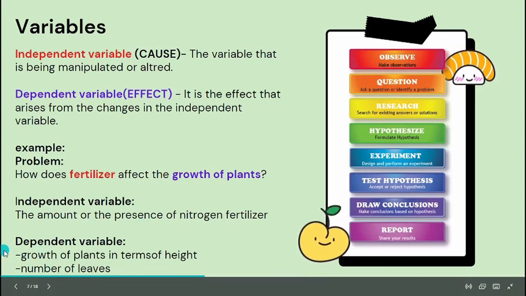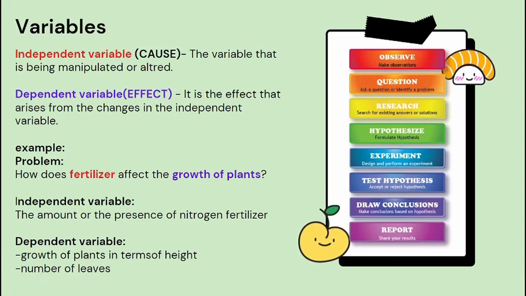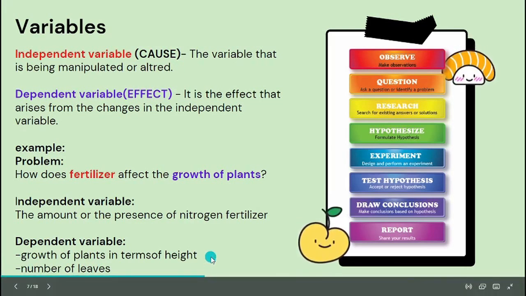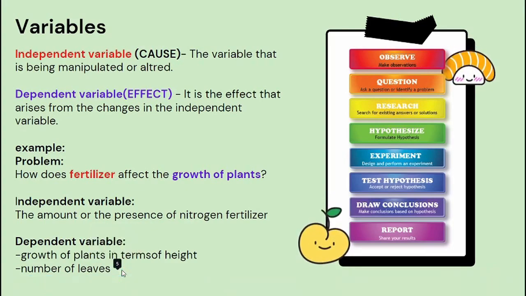Now, what are the dependent variables? So, these are the growth of plants in terms of height. Titingnan natin yung height ng halaman na may fertilizer at halaman na walang fertilizer. Kung lumalaki ba o hindi. We can also look at the number of leaves. Okay? Kasi malalaman natin kung lumalaki ba ang halaman kapag nadadagdagan ba siya ng mga dahon.